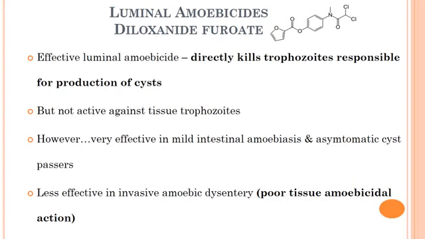Now luminal amoebicides, first of all diloxanide furoate. It is an effective luminal amoebicide, directly kills trophozoites responsible for production of cysts, but it is not active against tissue trophozoites. However, it is very effective in mild intestinal amoebiasis and asymptomatic cyst passers. Less effective in invasive amoebic dysentery because it has poor tissue amoebicidal action.